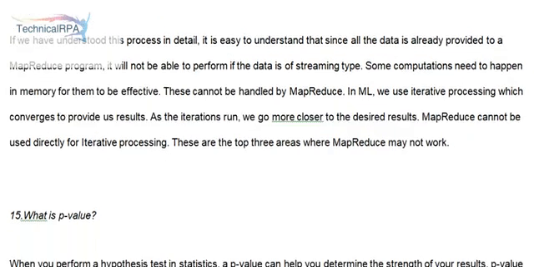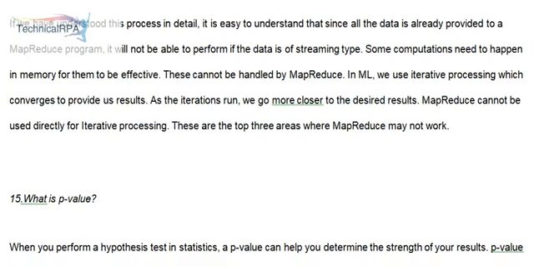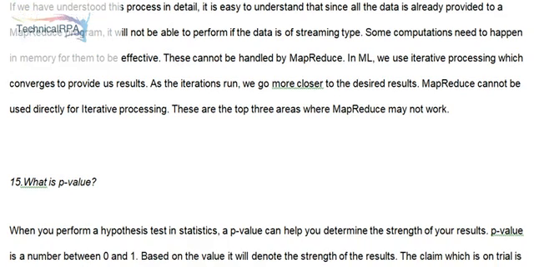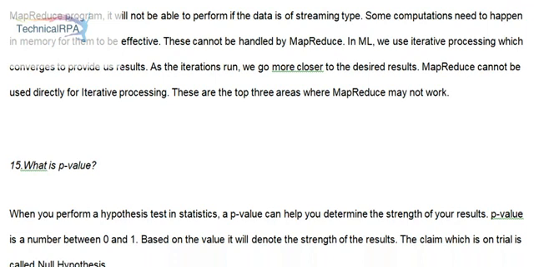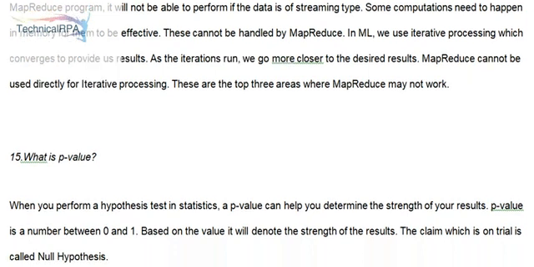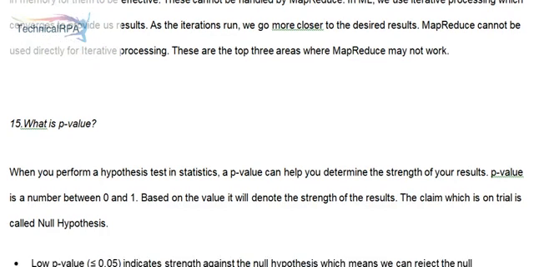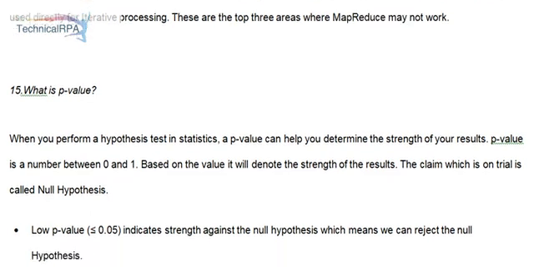If we have understood this process in detail, it is easy to understand that since all the data is already provided to a MapReduce program, it will not be able to perform if the data is of streaming type. Some computations need to happen in memory for them to be effective. These cannot be handled by MapReduce. In ML, we use iterative processing which converges to provide us results. As the iterations run, we get closer to the desired results. MapReduce cannot be used directly for iterative processing. These are the top 3 areas where MapReduce may not work.